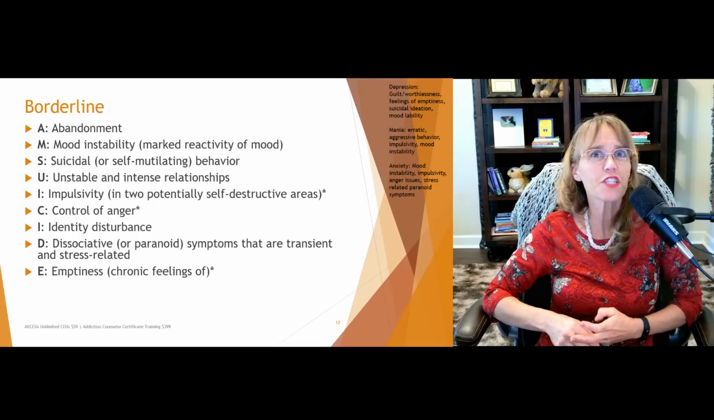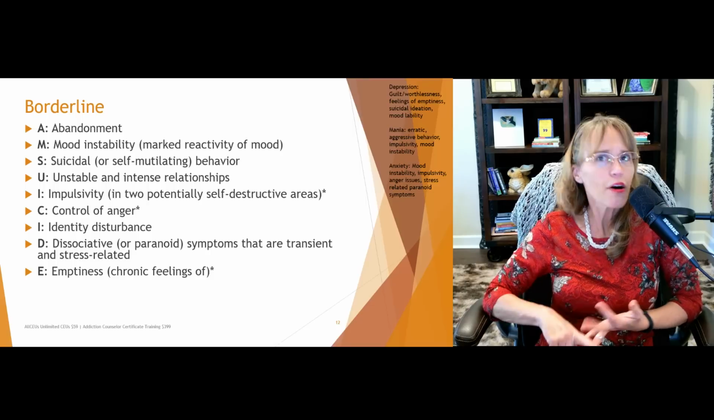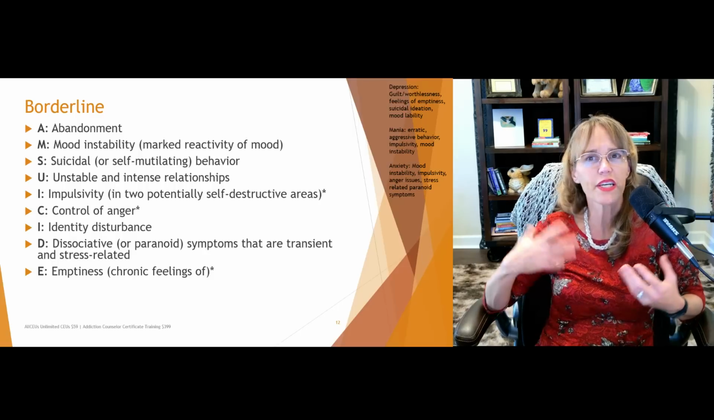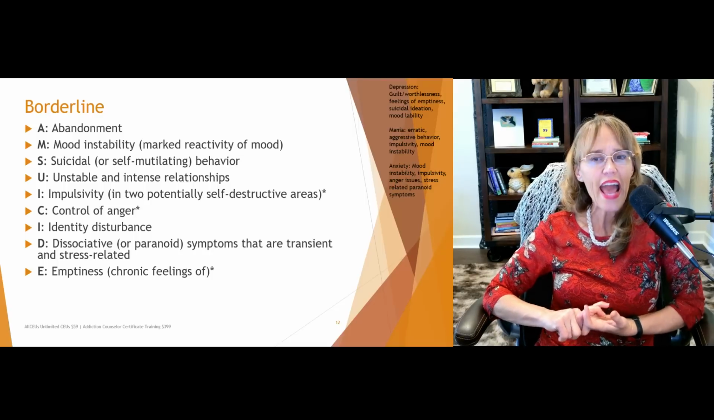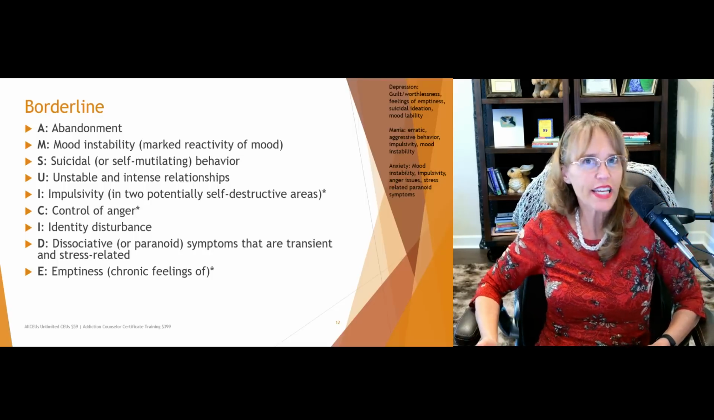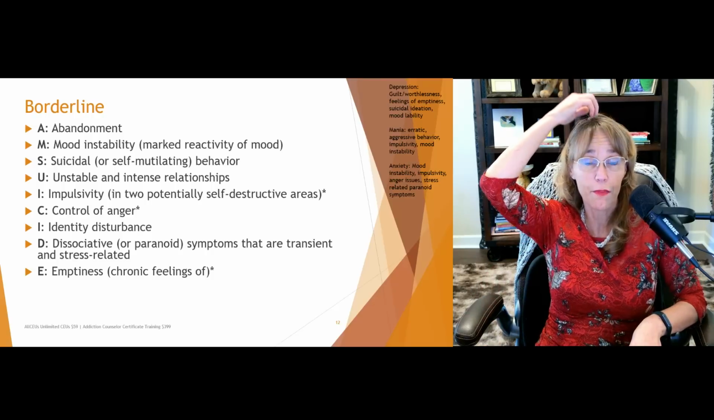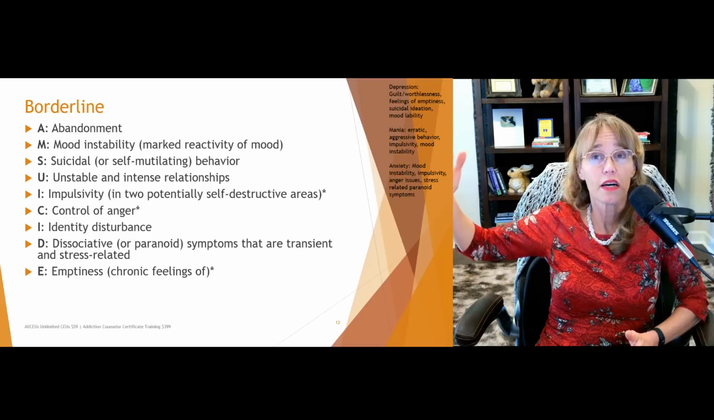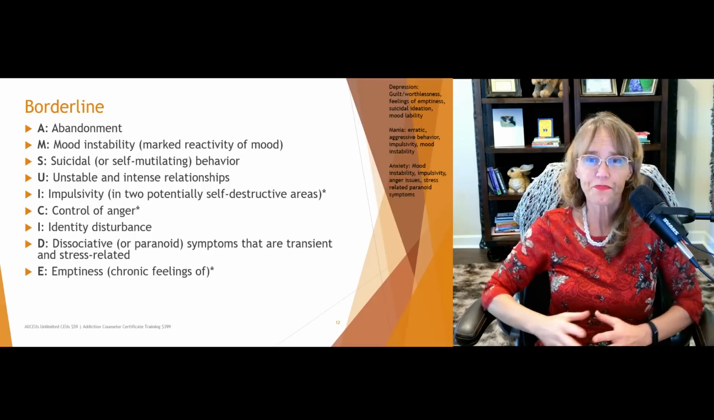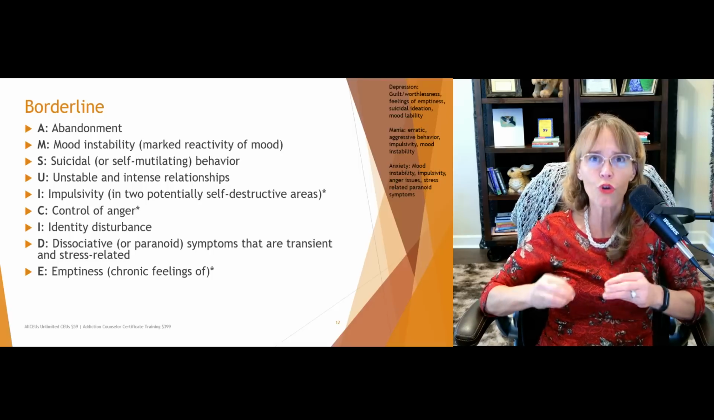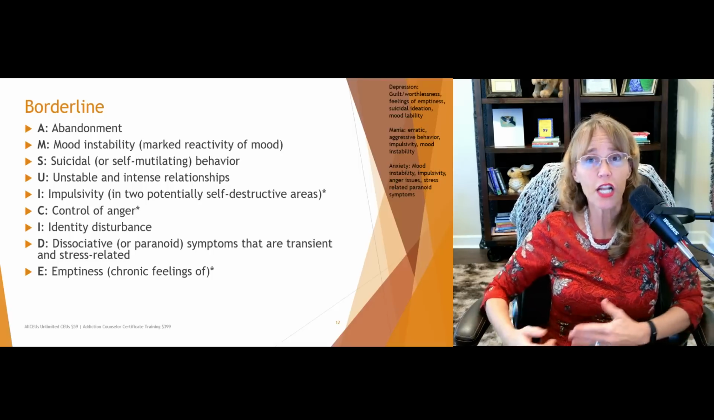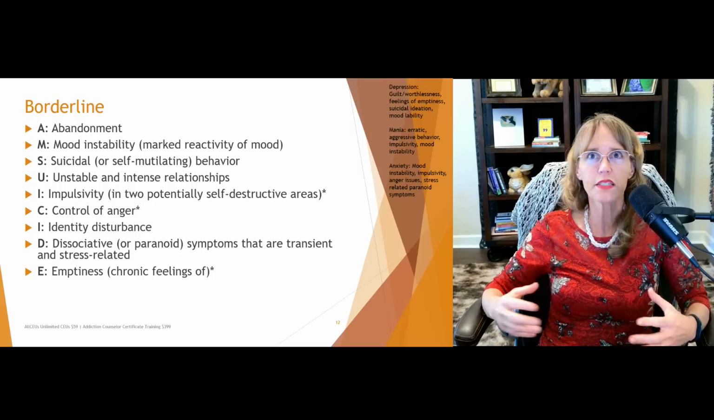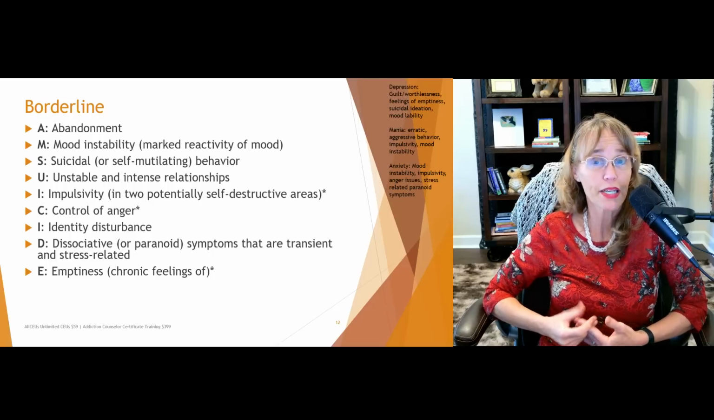Impulsivity in two potentially self-destructive areas could be spending and alcohol use. It could be spending and non-suicidal self-injury. There's a lot of things. Control of anger is difficult, and this goes with that dysregulation. When people whose autonomic nervous system has become miscalibrated get upset, their anger tends to be extreme because they're going from flat to furious. And we need to recognize that it is a neurological response. Can we help them heal their autonomic nervous system? Yes. However, it's not just something they can think away and suddenly respond emotionally the way someone without trauma responds.